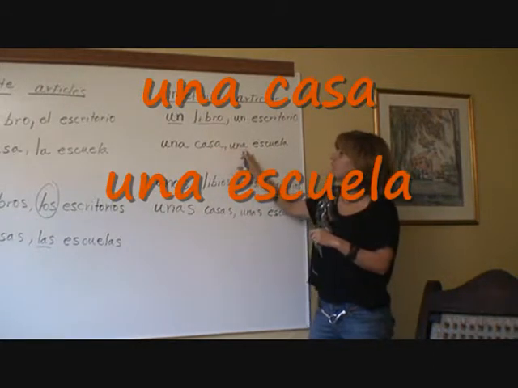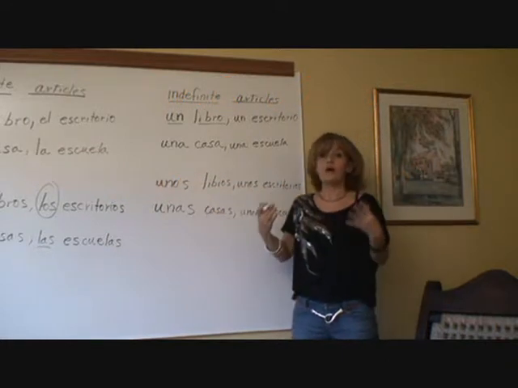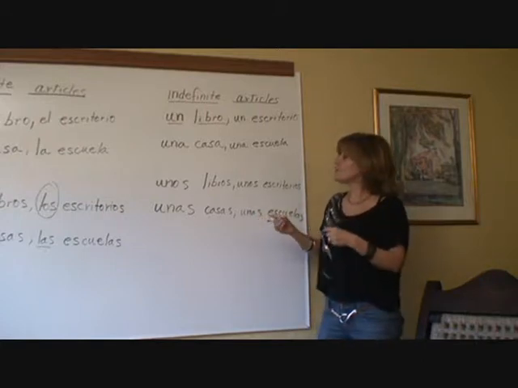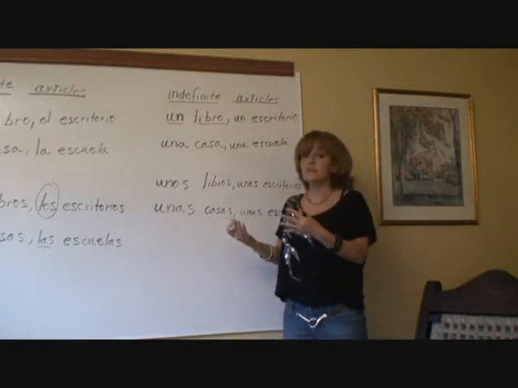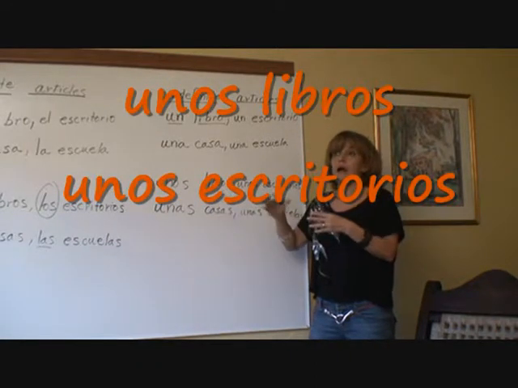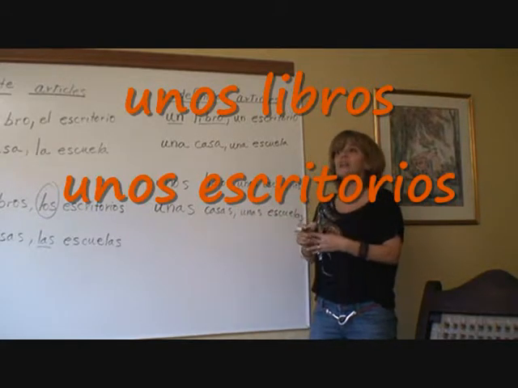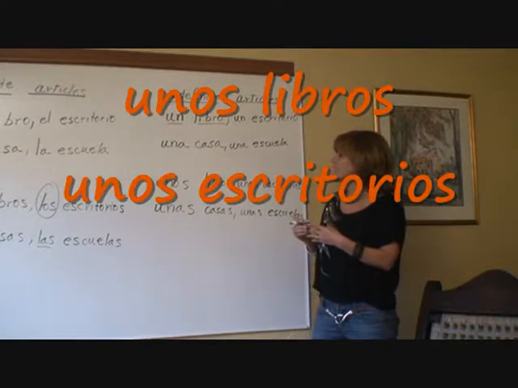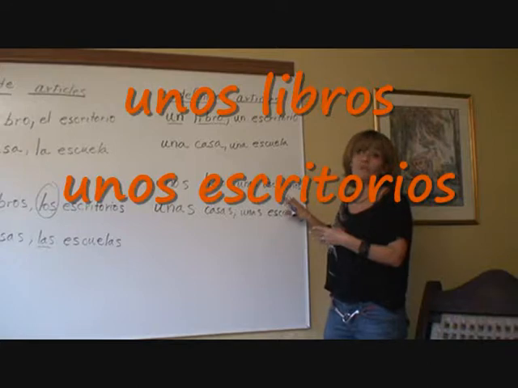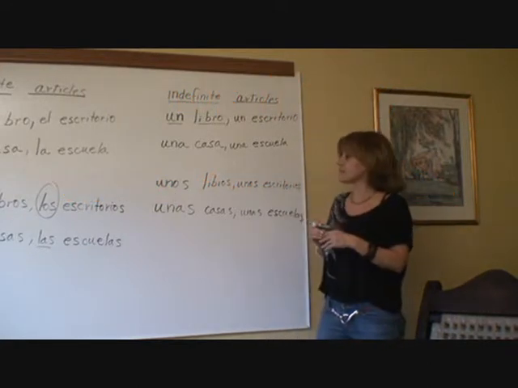A house, a school. The indefinite articles can also change to plural. So if you're saying some books, you say unos libros. Yo necesito unos libros para la clase. I need some books for class. Unos libros, unos escritorios. Necesito unos escritorios para mi clase.